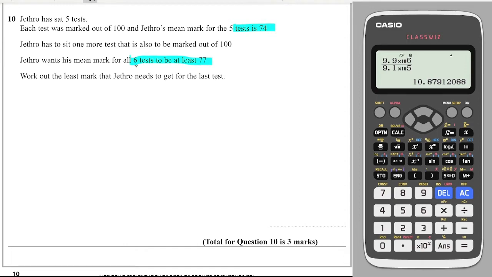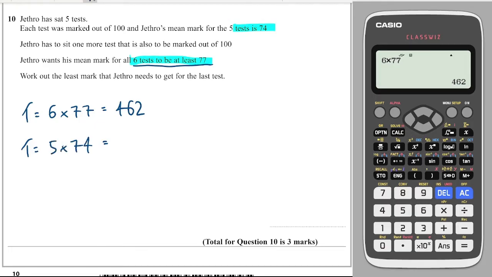So if his mean was 77 out of 6, then he would have scored in total 6 times 77 marks, which is 462. So that's how many marks he needs to score across the 6 tests. So far, he has taken 5 tests and averaged 74. So he's already scored 370. So if I take away how much he already has from how much he needs, we should get what he'll need to have in the 6th test, which is 92.